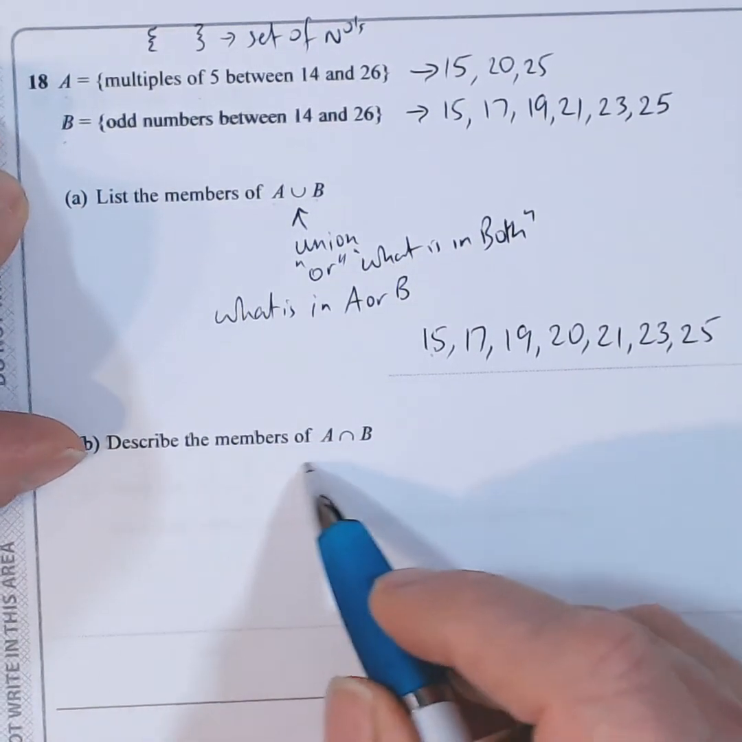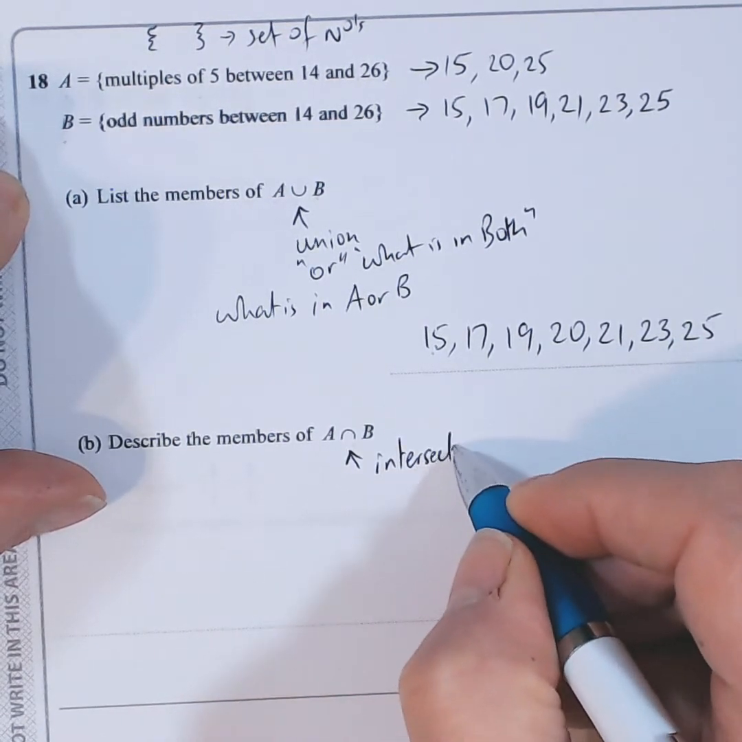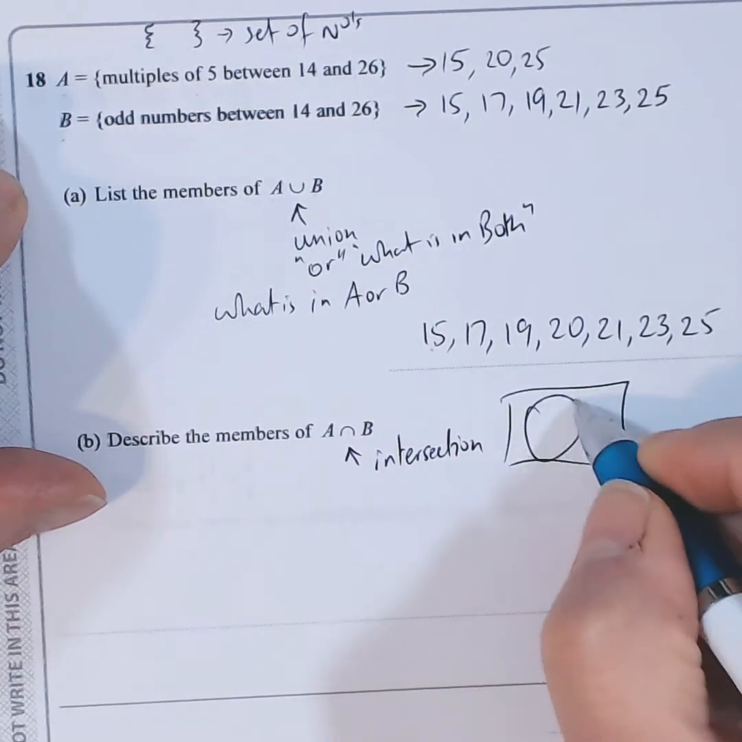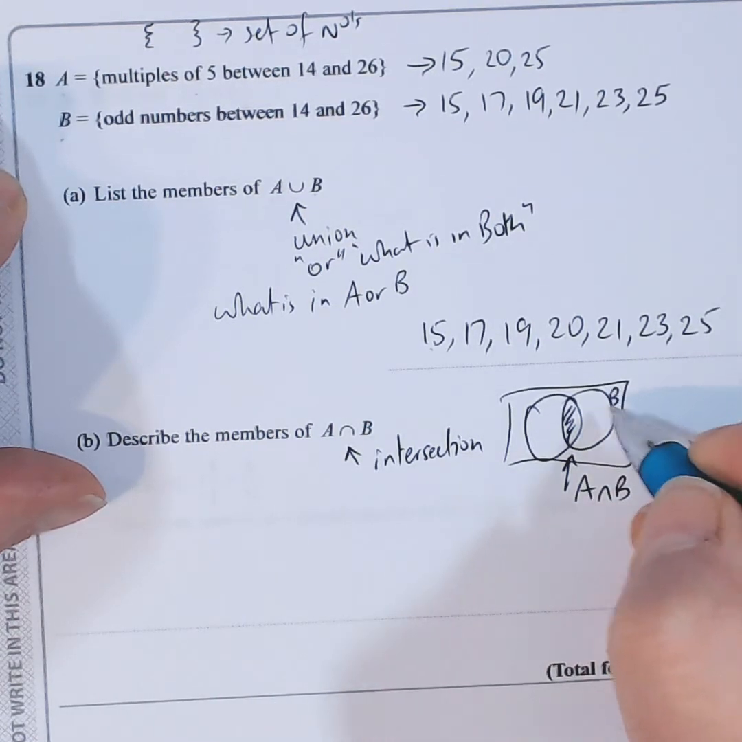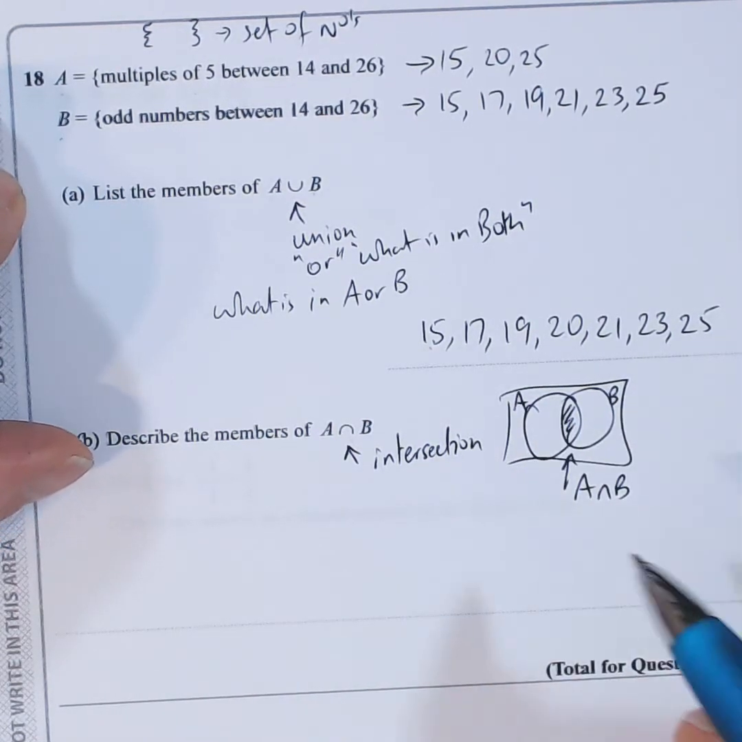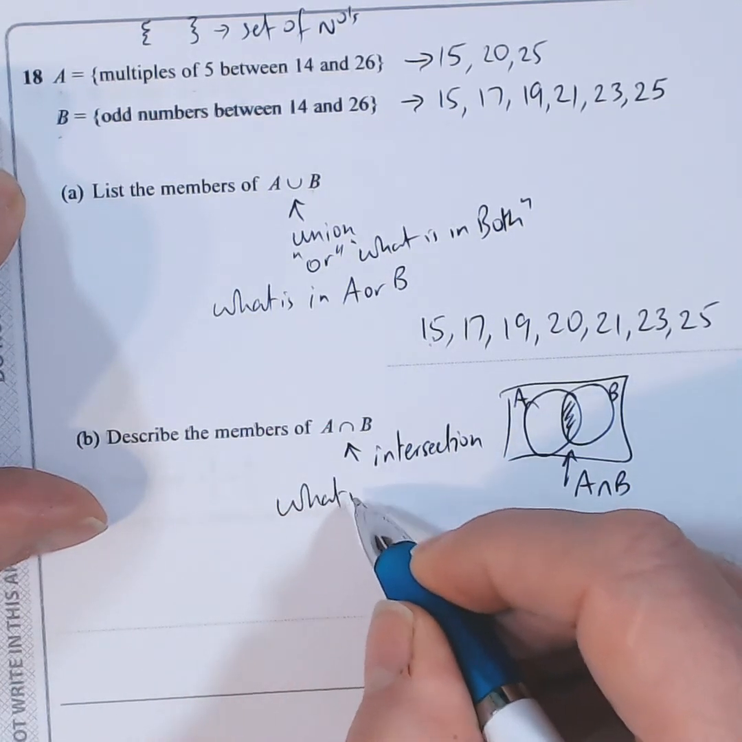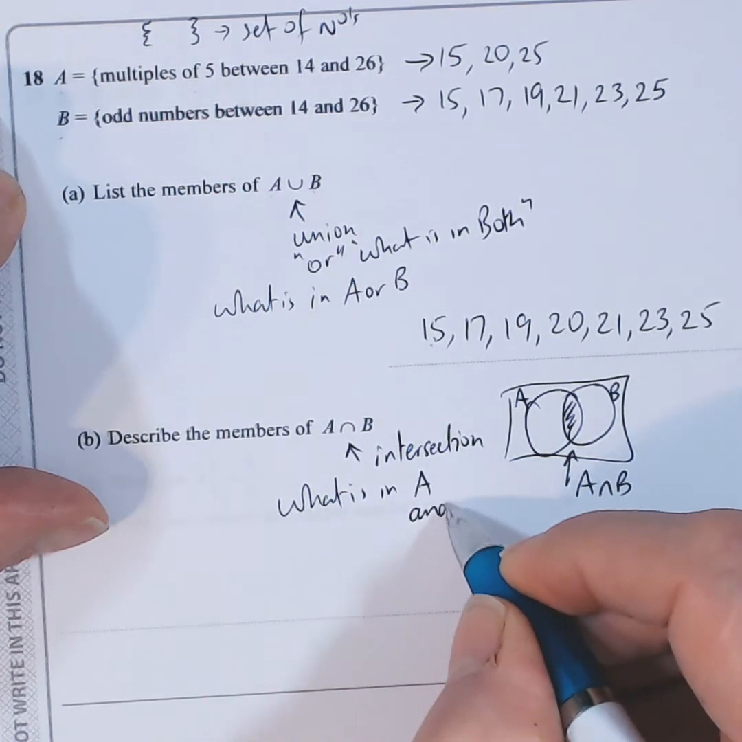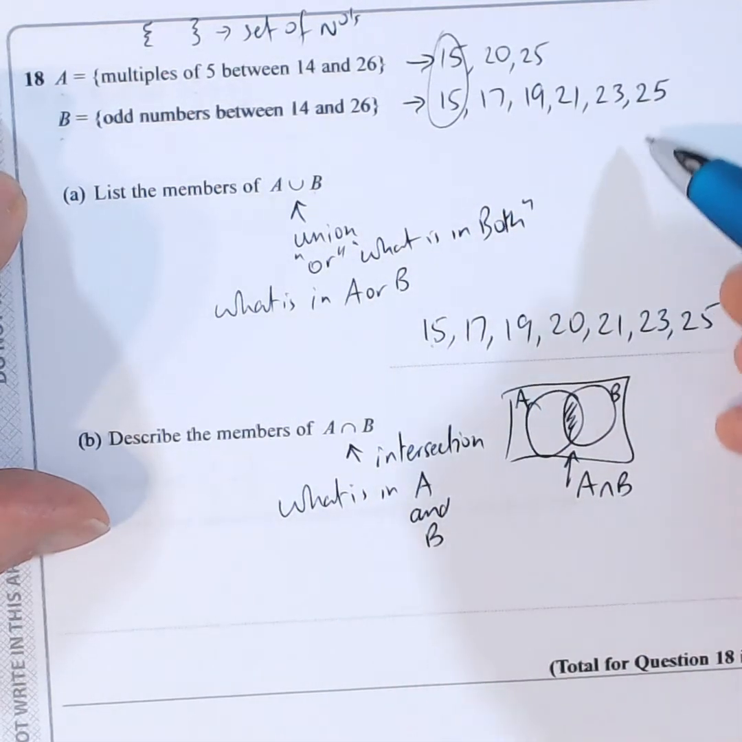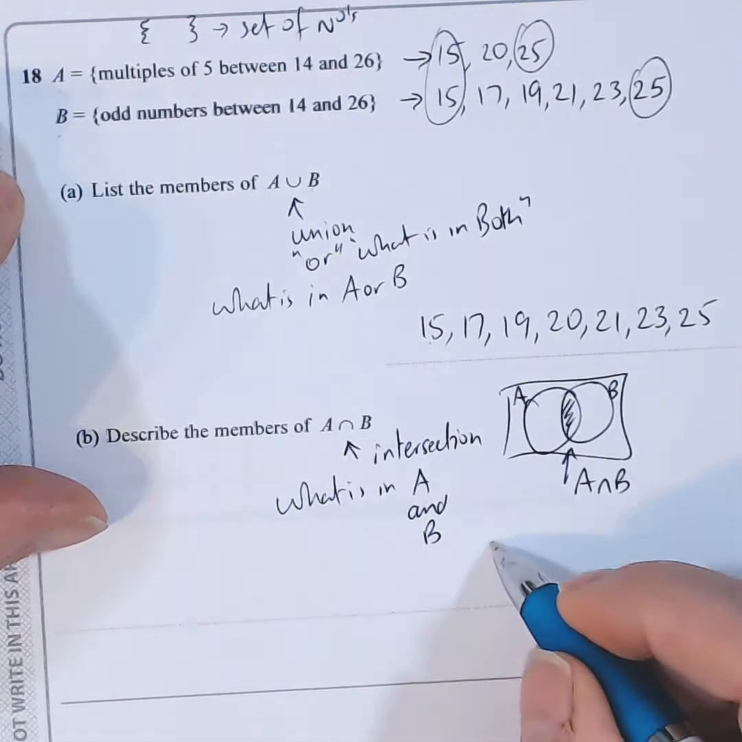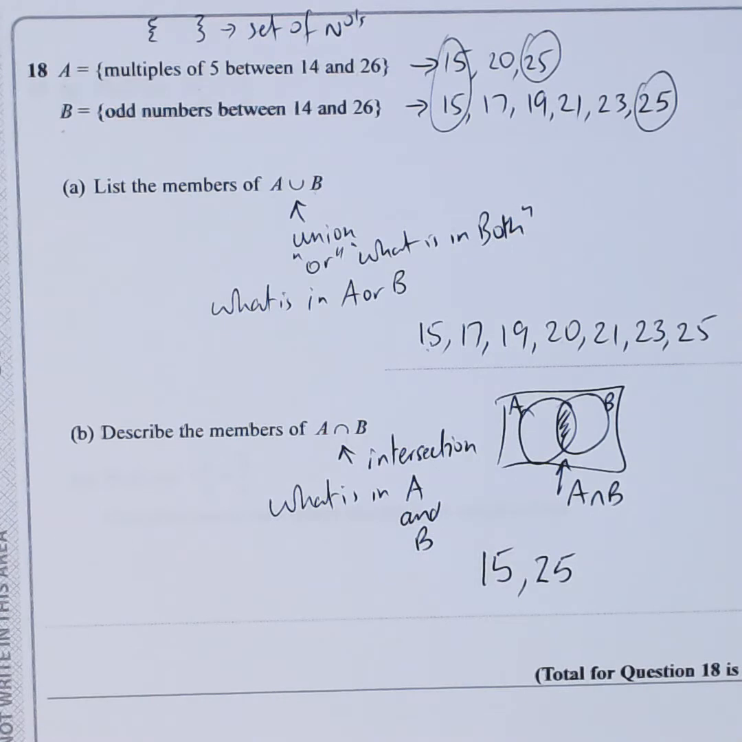Okay, so this one says describe the members in A intersection B. So this is a special symbol we use for the intersection. So if you had a Venn diagram, then that would be A intersection B, if that circle represented B and that represented A. And basically the intersection means what is in A and B. So it has to be in both. And when we look at these lists, we can see 15's in both and we can see 25's in both. So for this answer it would be just 15 and 25. Those are the only two that are in both.